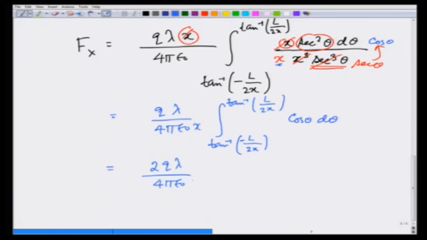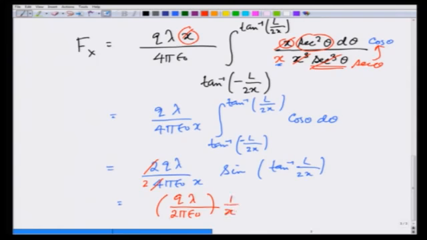So, this x here, sine of tan inverse L over 2x, which actually becomes, again I cancel this 2 with this and give you 2 q lambda over 2 pi epsilon 0, 1 over x, sine of tan inverse L over 2x is going to be L divided by square root of L square plus 4x square. That is the answer for f x.